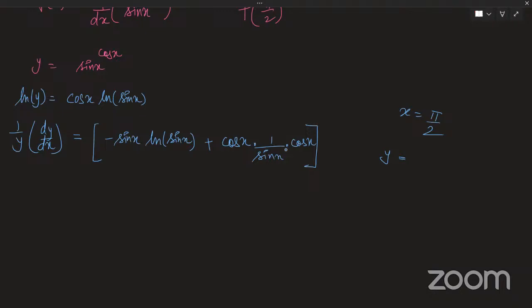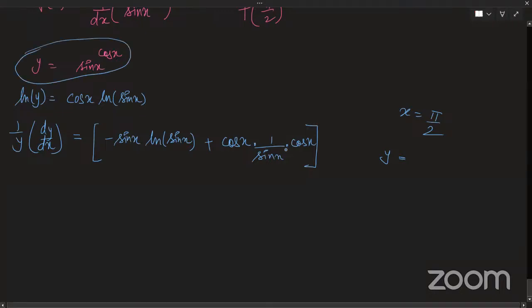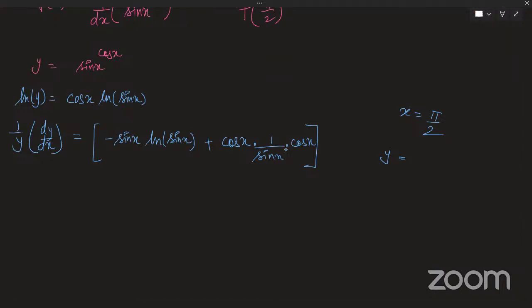See, your y has already been given to you, sin x raised to cos x. So over here, you can just substitute your value. What is sine of pi by 2? Sine of pi by 2 is 1. Great. What is cos of pi by 2? 0. What is 1 raised to 0? 1.